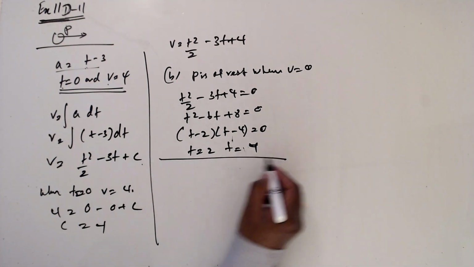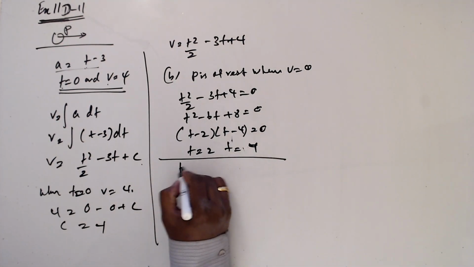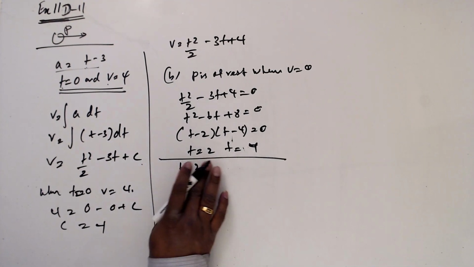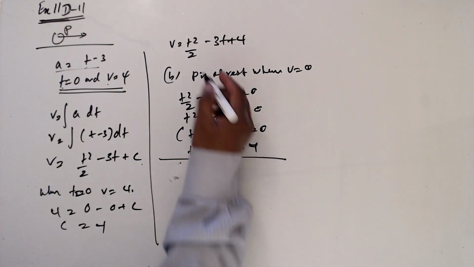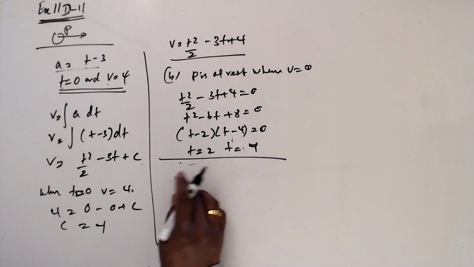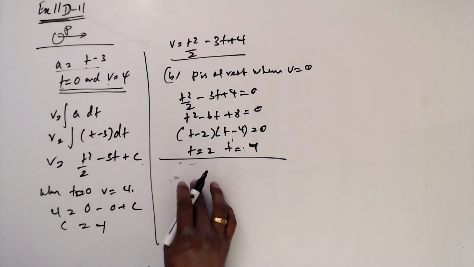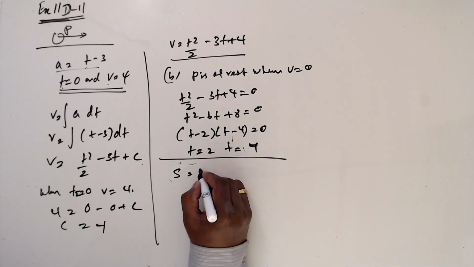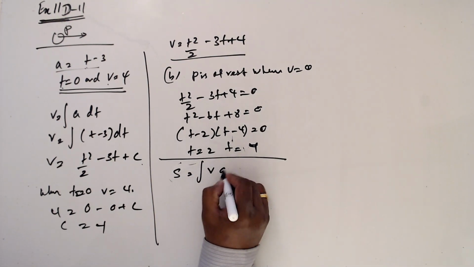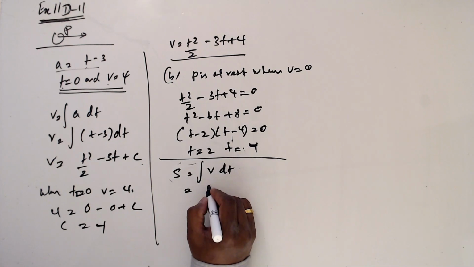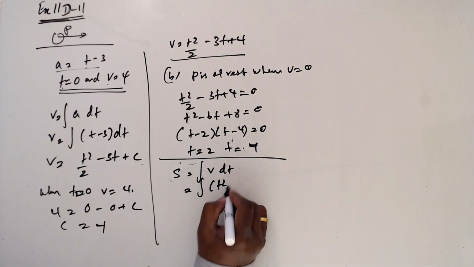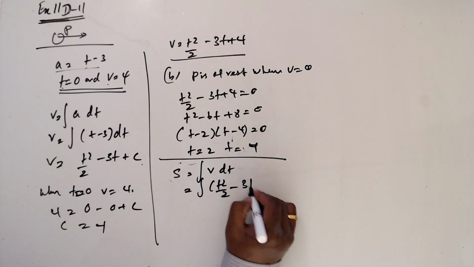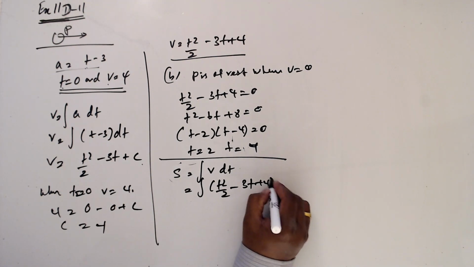So we need to find the distance between when t equals 2 and t equals 3. First of all, we have the velocity equation. We have to integrate this one to get the displacement equation. S equals the integral of v dt. So this is going to be the integral of t square over 2 minus 3t plus 4 dt.